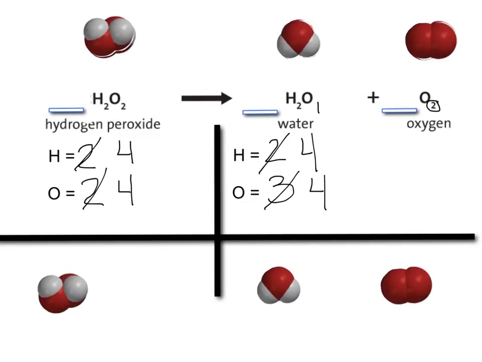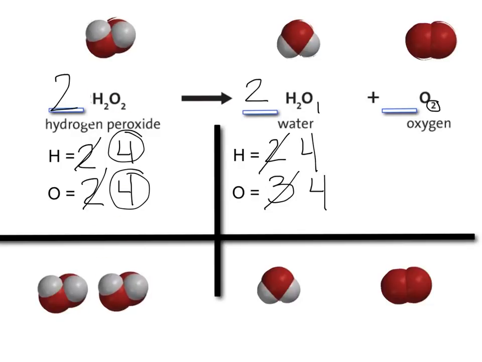So what we did is we multiplied by 2 here to get these new numbers. And we multiplied by 2 here because 2 times 2 is 4. So now we have 2 molecules of each, and everything is balanced. 4, 4, 4, and 4.